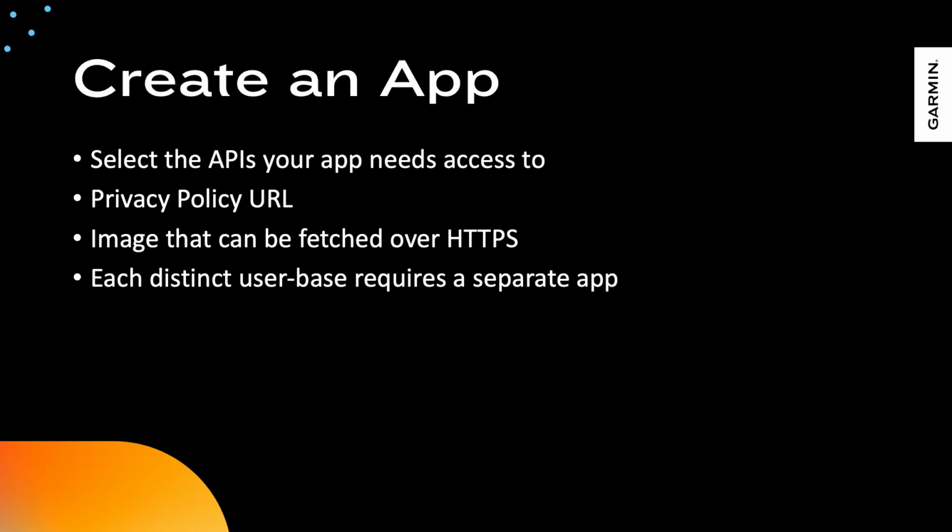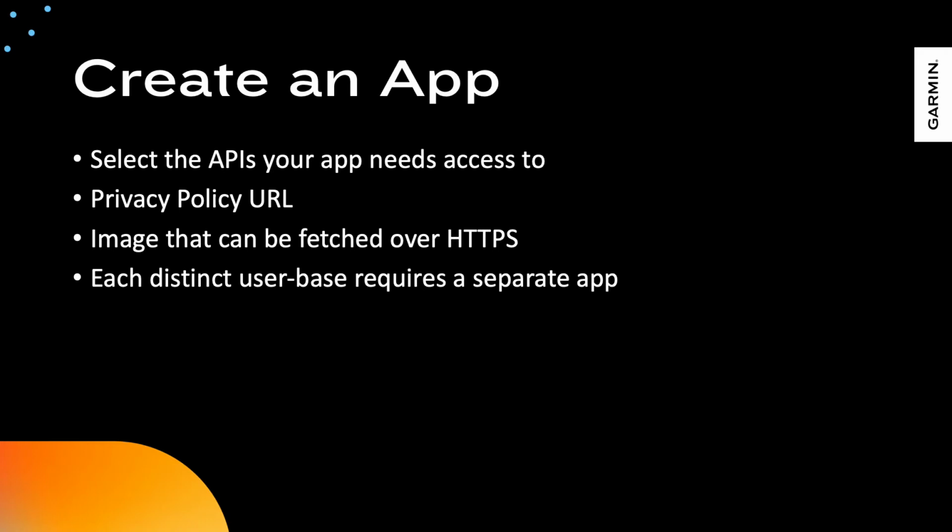In order to begin working with the APIs, you need a consumer key and secret, and to get a consumer key and secret, you will need to create an app. Apps are created in the developer portal and contain the metadata associated with your app, such as the name and branding of your app that will be displayed to users when they authorize your app to access their Garmin account.